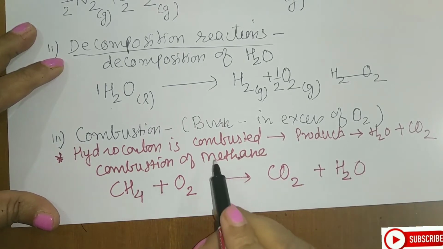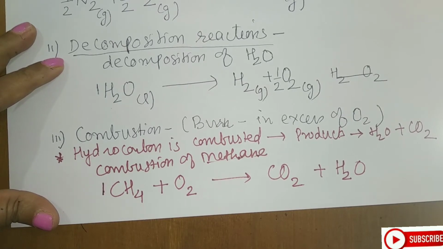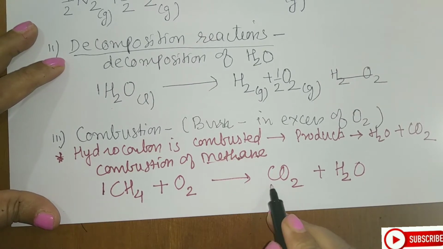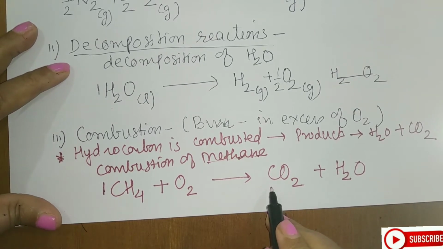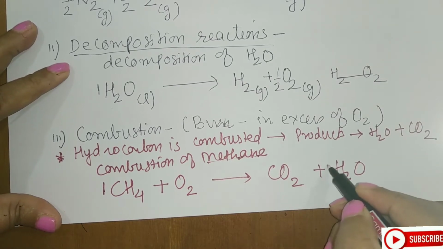What I am combusting is methane, so I will keep methane as 1 mole and then I will balance the equation. Here carbon is 1, here also carbon is 1, so carbon is balanced. Hydrogen here is 4, here it is 2, so I will write here 2.